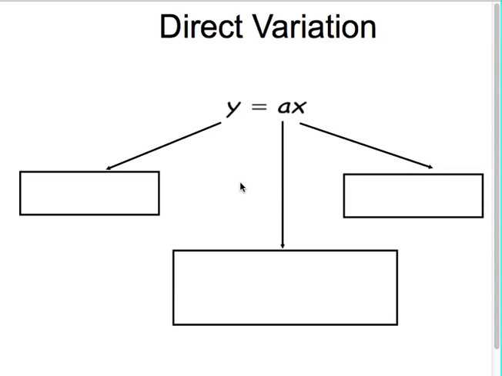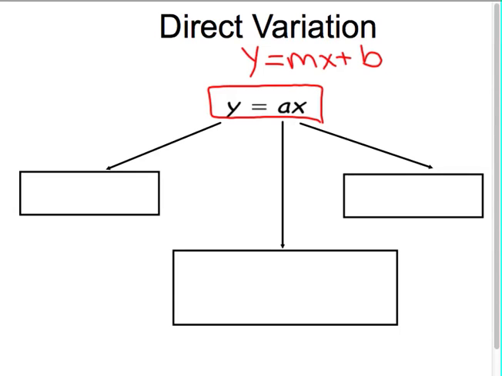I'm in the house. So today we're talking about direct variation. Notice the equation that we have on the board. That should look familiar to all of us. What equation does that look like? It looks something like slope-intercept, which would be y equals mx plus b. What happened to the b? Well, I'm thinking it's 0.